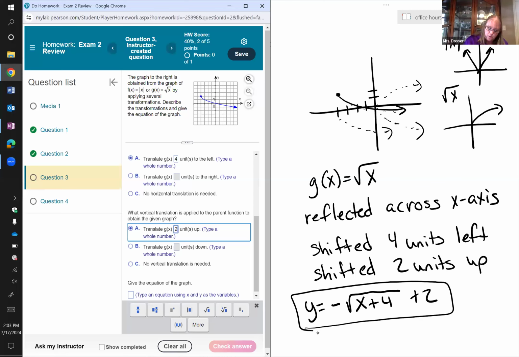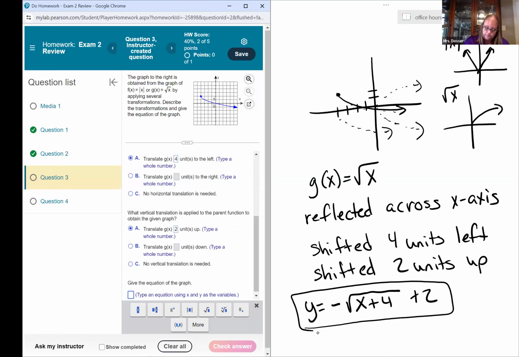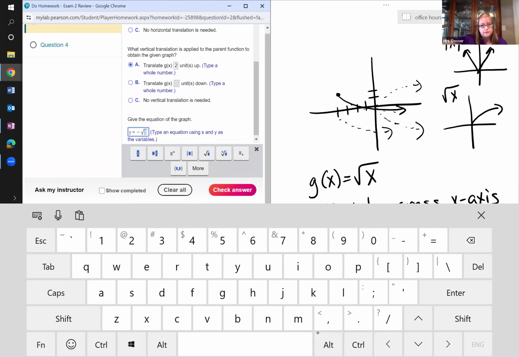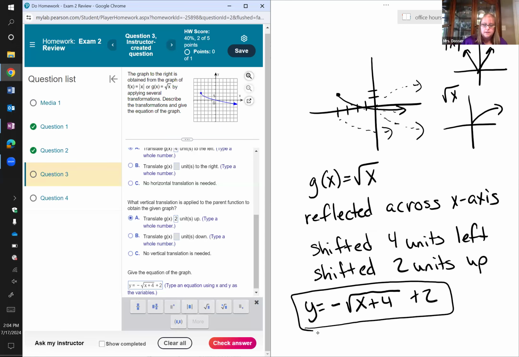And then the last thing asks for the equation of the graph. Notice it says type an equation using X and Y as the variables. So X is our input variable and we want Y to be the output variable. So it's going to be y equals, and then we have the negative of the square root. The negative flips it over the x-axis. Then we're going to have x plus 4, so that we shift 4 units to the left. And then on the outside, so no longer underneath the square root, we arrow over and put our plus 2 to shift it 2 units up. And so that should be the equation that gives the graph.